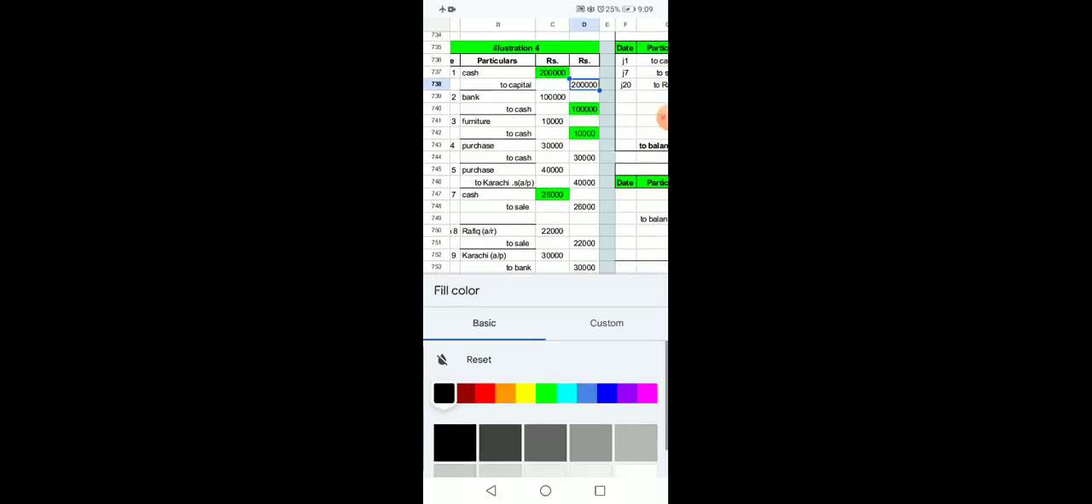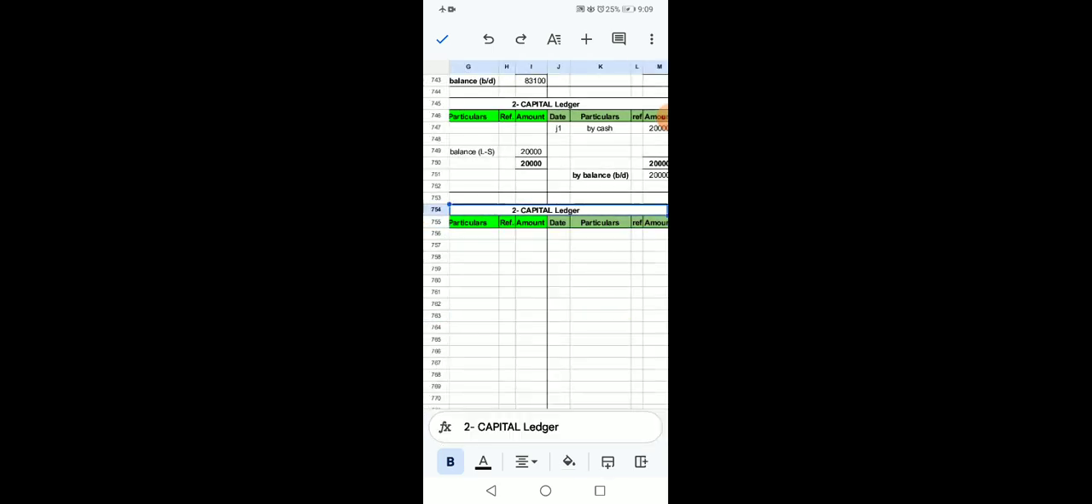Now let's see what is next. Capital amount has already been posted. It means this entry is completely posted into the ledgers. Next is bank, so we are going to make a ledger for bank. What I will do is hide these entries and write again for making the next ledger.